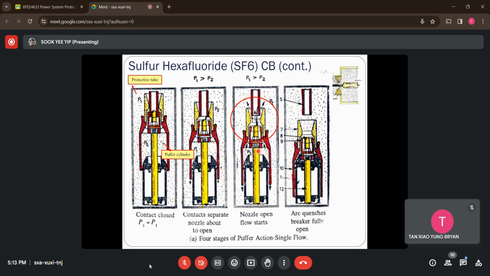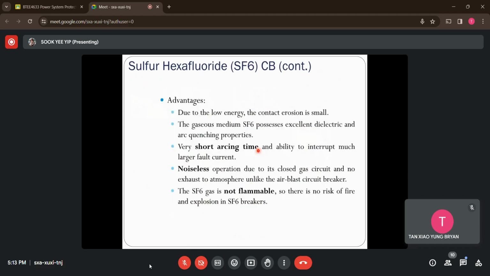Now let's see what are the advantages of using the FSX gas circuit breakers in the next slide, and why it is so popular to be in use. The first one is because the arcing process duration is very short.